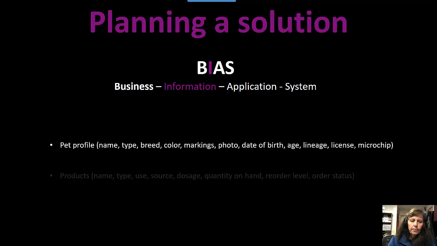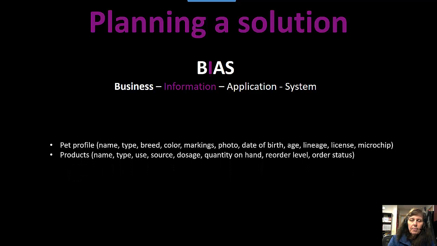Lineage, licensing, whether they're microchipped or not, all of those are the kinds of information we want to store on a profile record. We're going to want some type of a product record that has the name of the product, what type it is, how it's used, where we get it, the dosages or amounts, the inventory and reorder level, and whether or not we have reordered yet, so we know whether or not it's time to place an order.